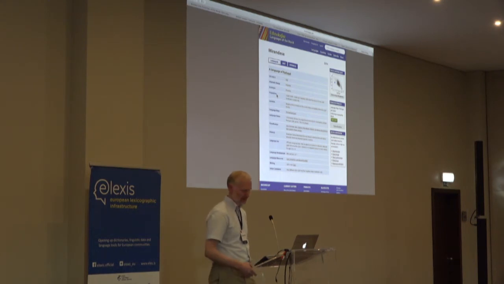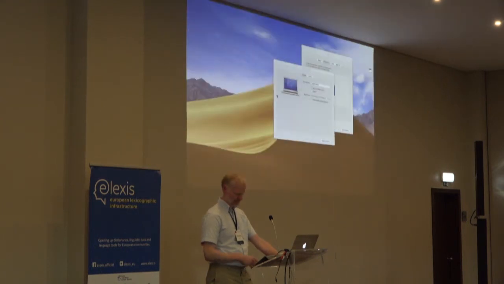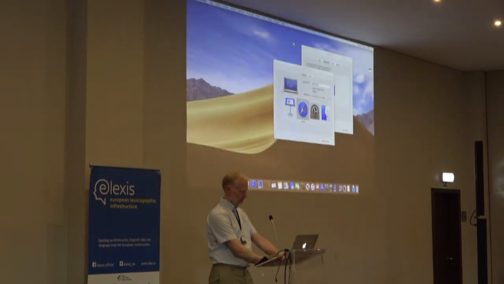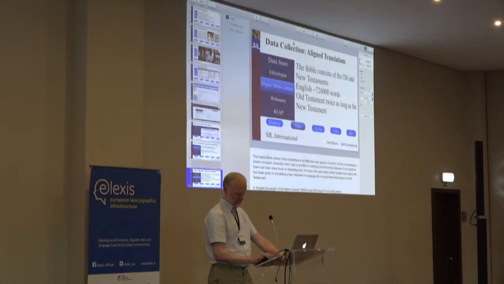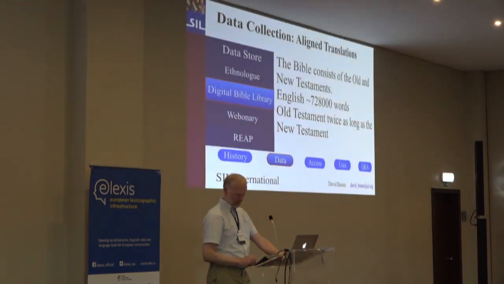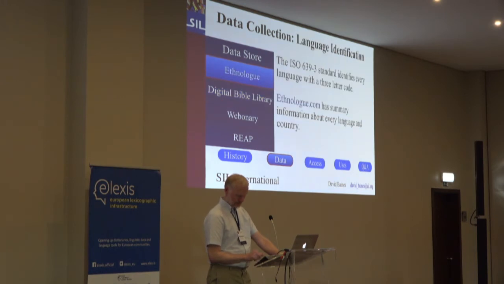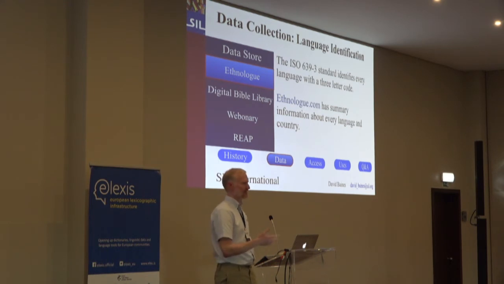There are 7,101 living languages listed at present. See if I can go back to this. How do I do that now? And if you have data about the number of speakers in a language and the geographical extent where it's spoken and things like that, then please do contribute that to the editors of the Ethnologue.